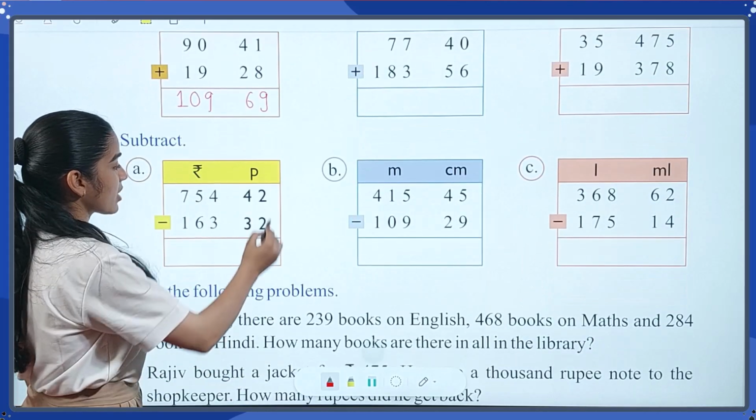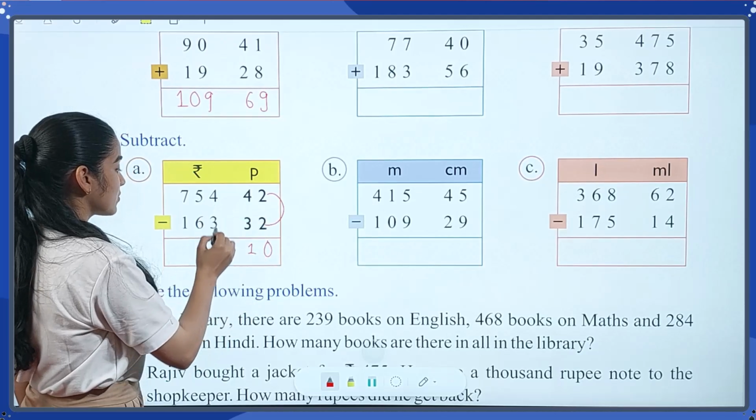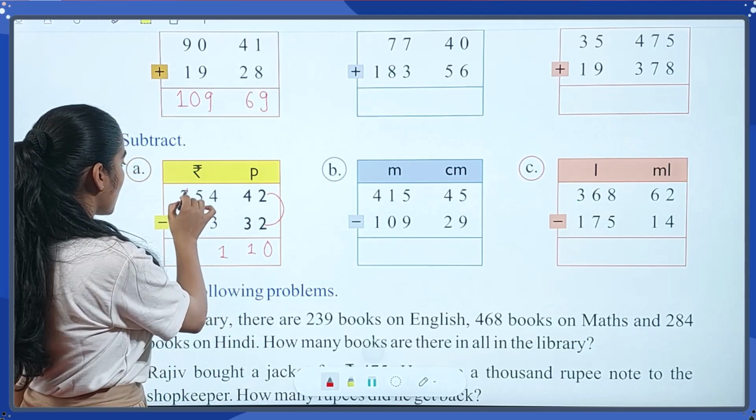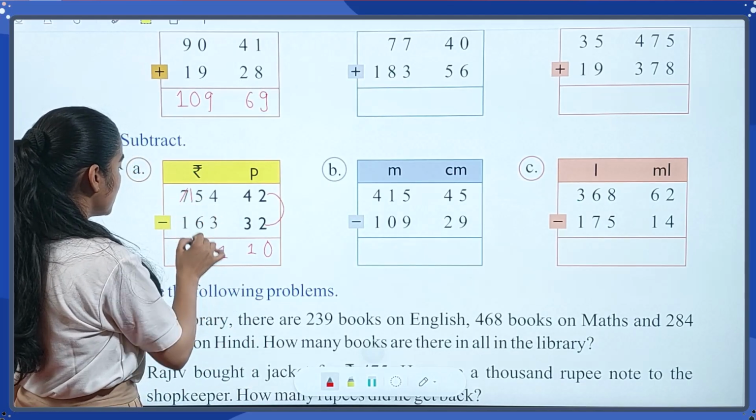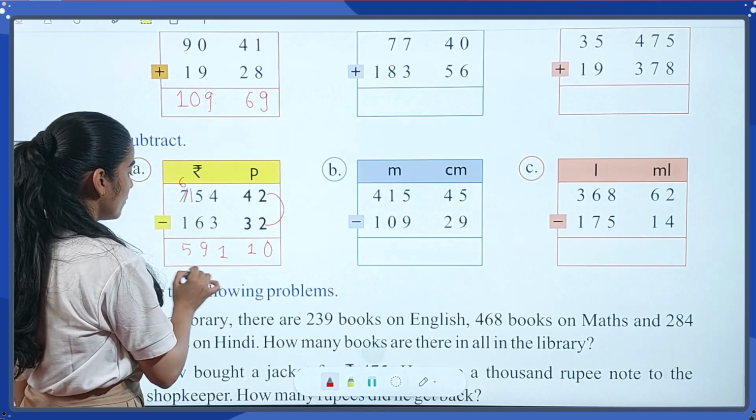Now we have subtraction. 2 minus 2 is 0, 4 minus 3 is 1, 4 minus 3 is 1. 5 minus 6 is not possible. So what do we have to take? We have to take a carry. 15 minus 6 is 9. 6 minus 1 is 5. So this is your final answer.